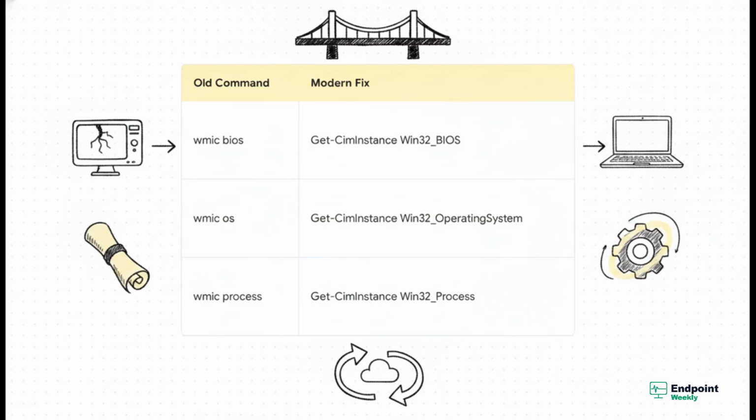You used to write WMIC BIOS get serialnumber. Now you just write Get-CimInstance Win32_BIOS. Need the OS version? Get-CimInstance Win32_OperatingSystem. Looking for running programs? Get-CimInstance Win32_Process. It's a simple, direct, one-to-one mapping that works beautifully both locally and remotely.